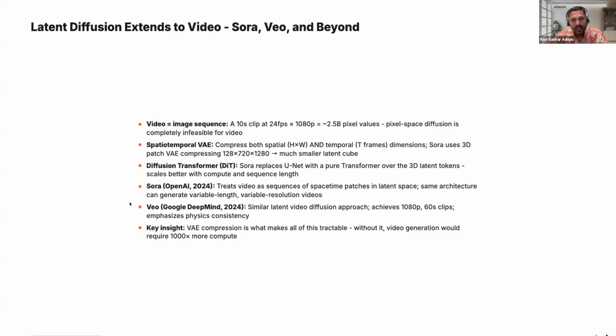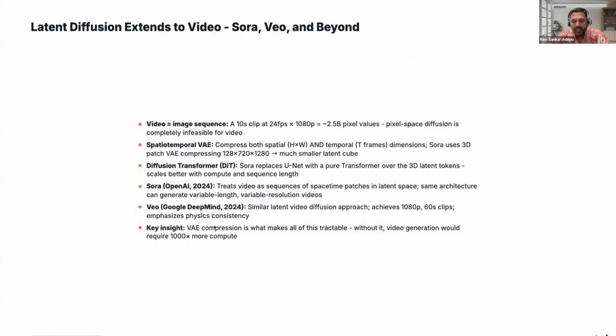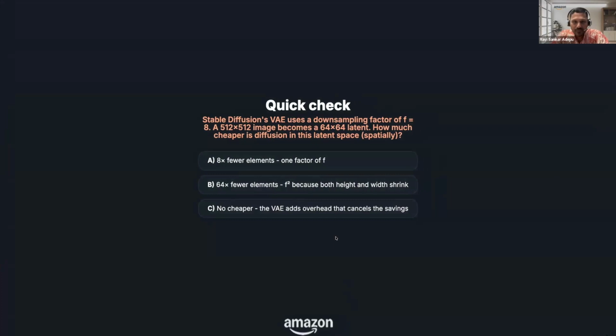The one twist is that Sora swaps the usual denoising network for a transformer over those patches, which scales really well as we add compute. But one core enabler is exactly what we've been talking about, the VAE compression. Without it, video generation would cost something like 1,000 times more. So this whole wave of generative video really rests on this dimensionality reduction. Let's do a quick check to make it stick.